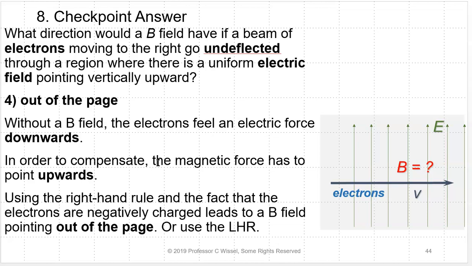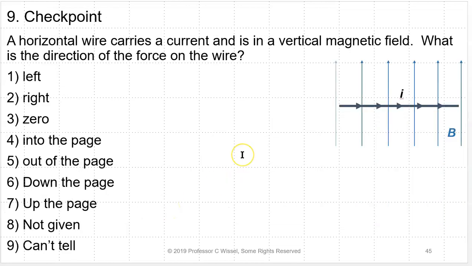Use the right-hand rule, or what I would suggest you do is use the left-hand rule. You want the magnetic force to point upward. Your velocity is pointing to the right, so your index finger is pointing to the right. You want the magnetic force to point upward, so your thumb has to be going up. Your middle finger is coming out of the page. That's the magnetic field.